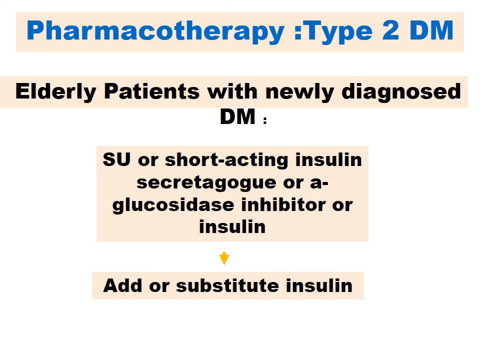An elderly patient with newly diagnosed diabetes mellitus is usually treated with either sulfonylurea, short-acting insulin secretagogues, or alpha glucosidase inhibitor, or insulin at the end. Add or substitute insulin. If all drug therapy is not effective, this means that no more insulin is secreted from pancreatic cells, so the patient is required to take insulin.